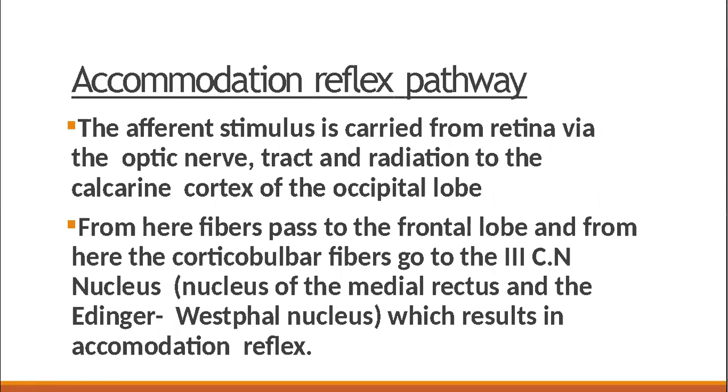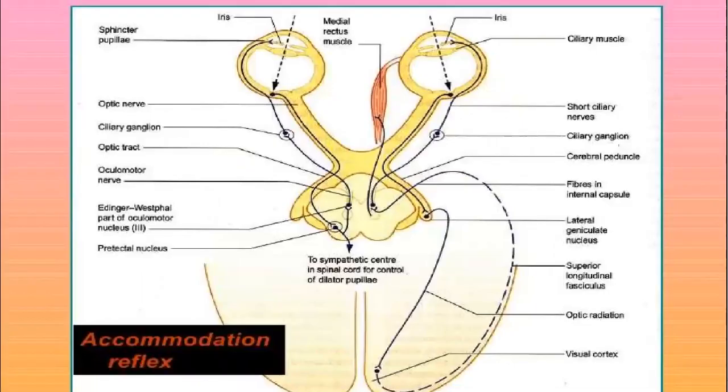The afferent stimulus here is carried from the retina via the optic nerve, and this is the accommodation reflex pathway. Accommodation means when we want to see near objects clearly, the power of the eye increases by constriction of the ciliary muscle, and at the same time there is constriction of the pupil also. This diagram shows the accommodation reflex pathway.